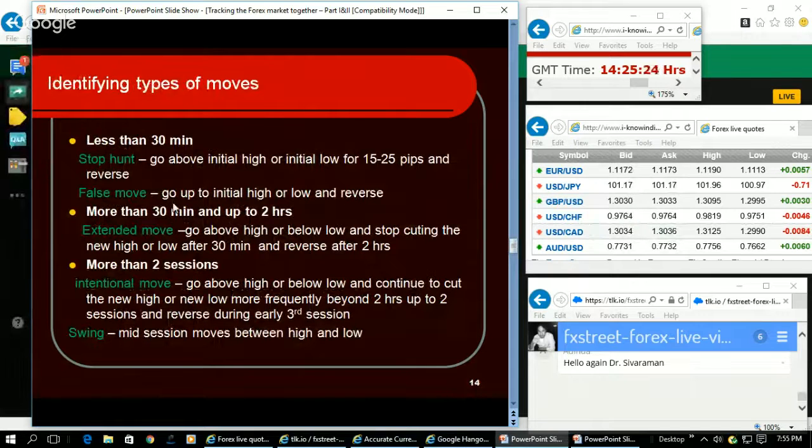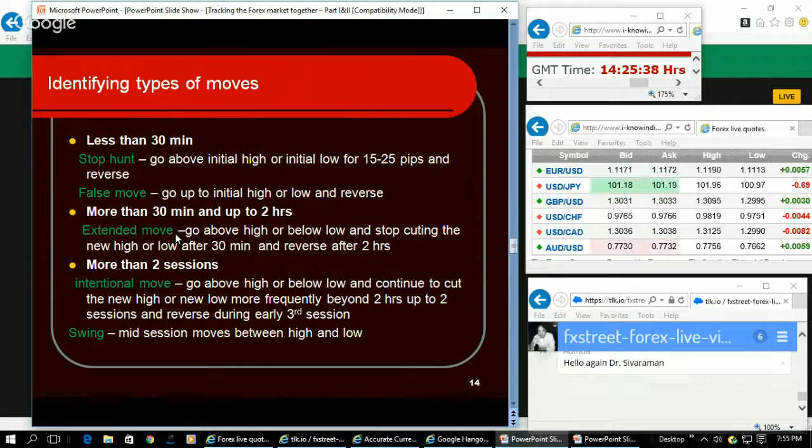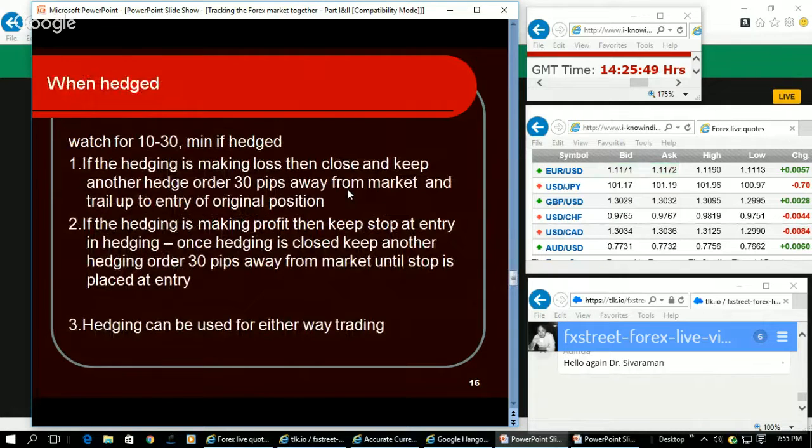So reading the type of move is very important in the market. That is how they make the stop and the false move, which happen in less than 30 minutes, and also the extended move, which happens for more than 30 minutes, up to 2 hours. And always they alternate the extended move with the intentional move. In a day, let me explain with the help of the time frame.